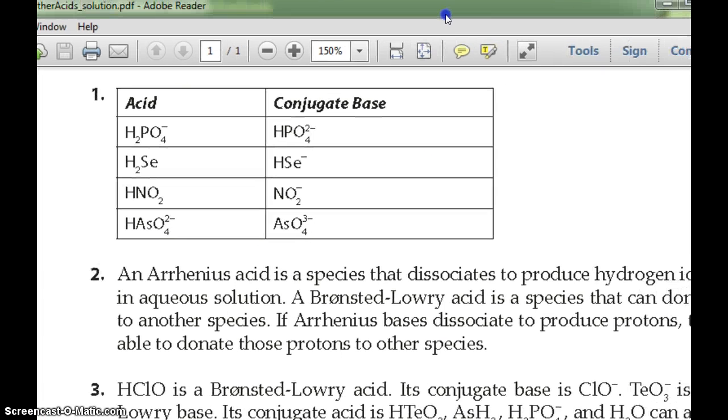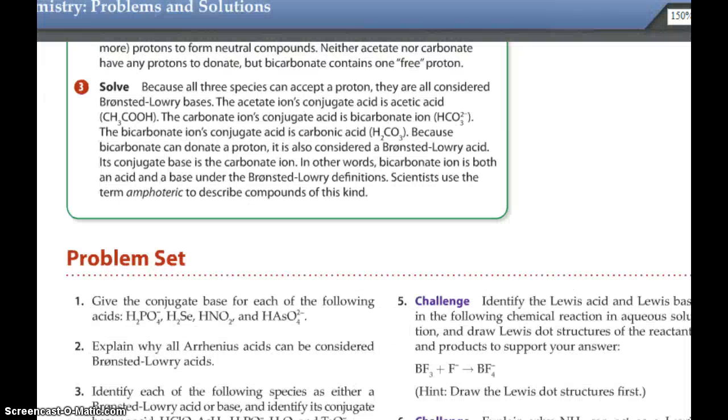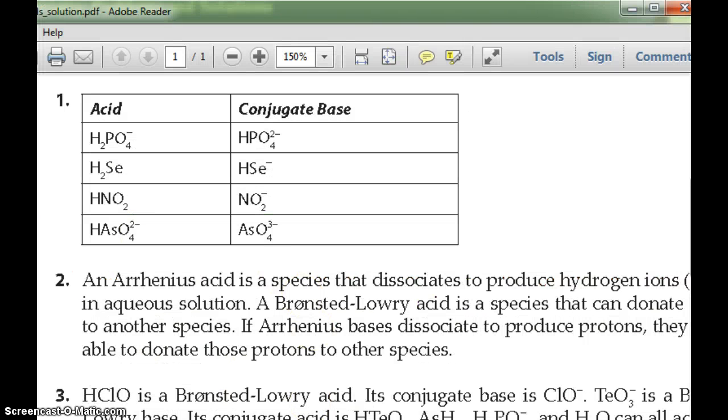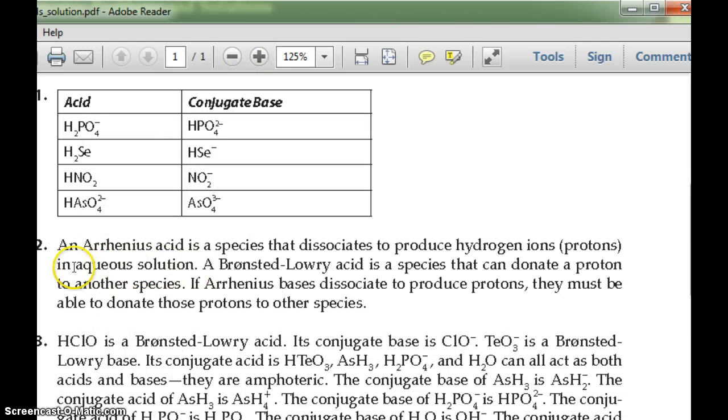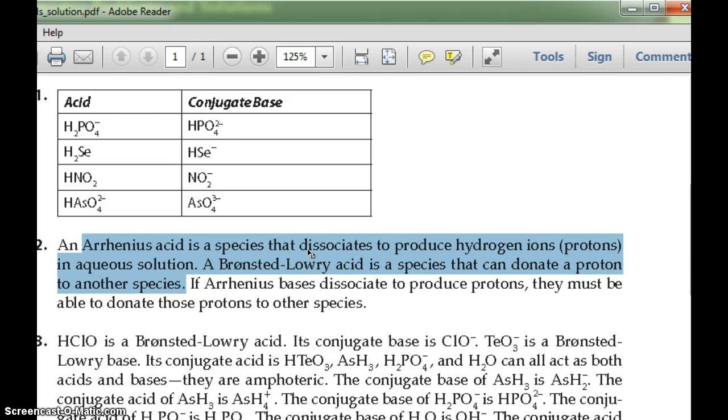All right, and then our other question said, explain why all Arrhenius acids can be considered Bronsted-Lowry acids. So it's asking you about the definitions. It says an Arrhenius acid is a species that dissociates, breaks down to produce hydrogen ions or protons in aqueous solutions. A Bronsted-Lowry acid is a species that can donate a proton to another species. So specifically, Arrhenius said you're getting rid of hydrogen ions, but hydrogen ions are the same thing as protons. So really, they're saying it's the same thing.